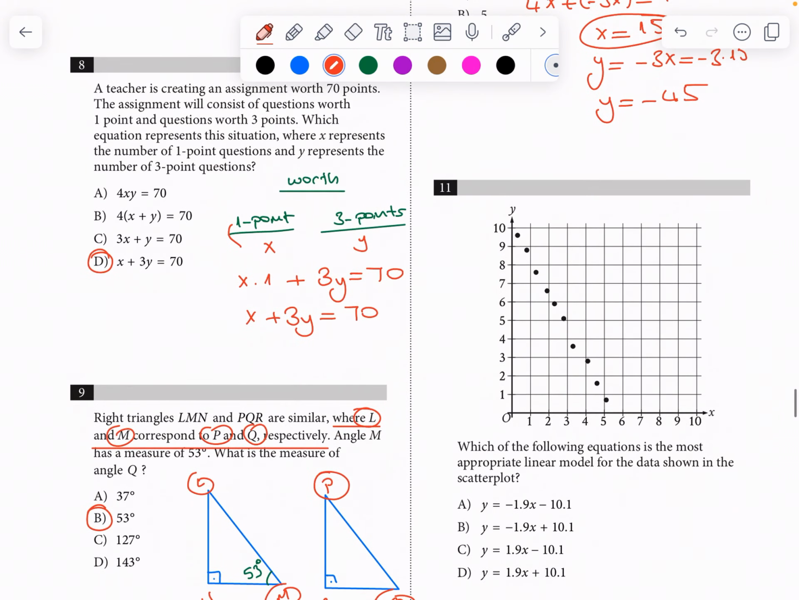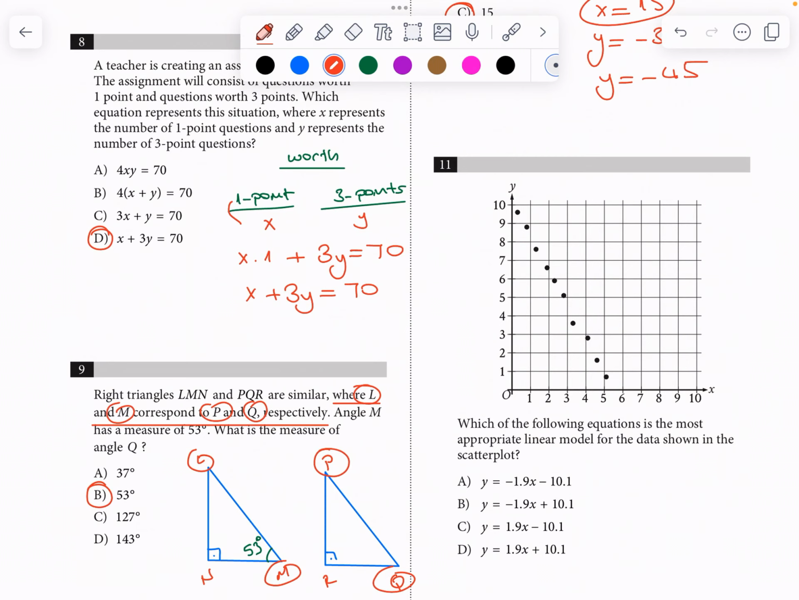Next question. Okay, so now we have a graph, guys. Which of the following equations is the most appropriate linear model for the data shown in the scatter plot? So first of all, guys, we should know that we can write our equation in this form: y is equal to mx plus b. This is for linear equations. So m is the slope here, and b is the y-intercept. So first of all, guys, we can draw a line using these points.